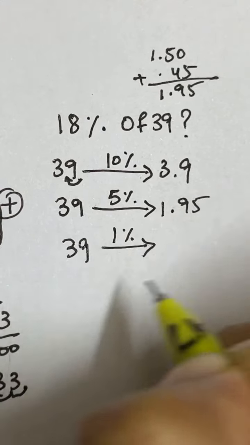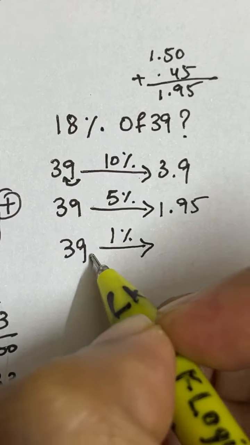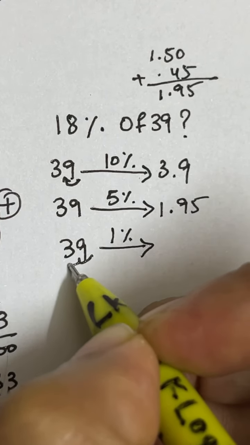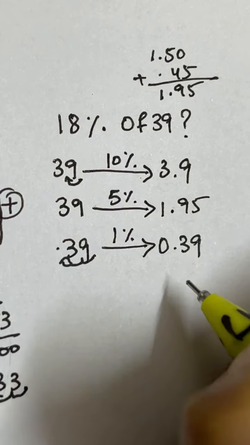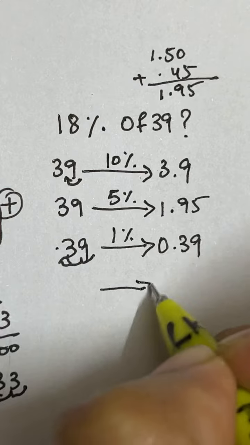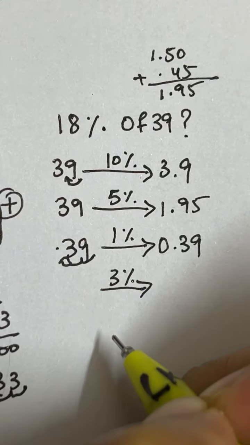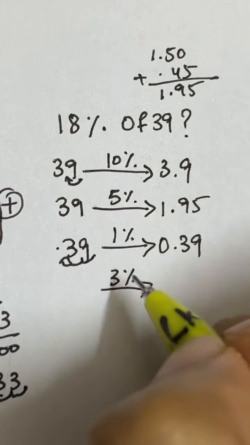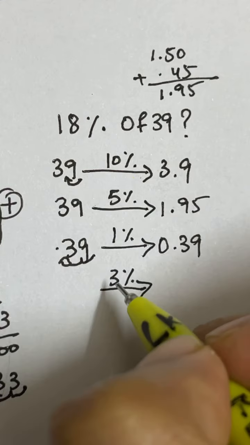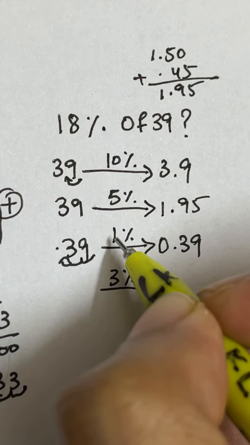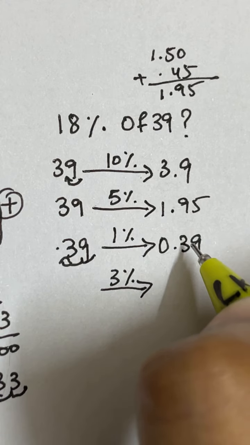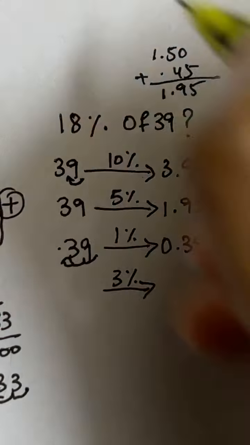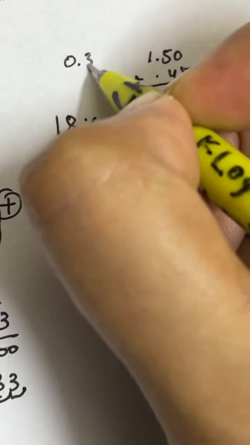Okay. Now let's find out 1%. So 1% of 39 would just be place a decimal, move 2 slots towards left. So you'll end up at 0.39. Okay. So now it's easier for us to calculate 3%, because 10 plus 5 plus 3 would give us 18%. For that 3%, 1 times 3 will give you 3. That means you need to multiply 0.39 times 3.